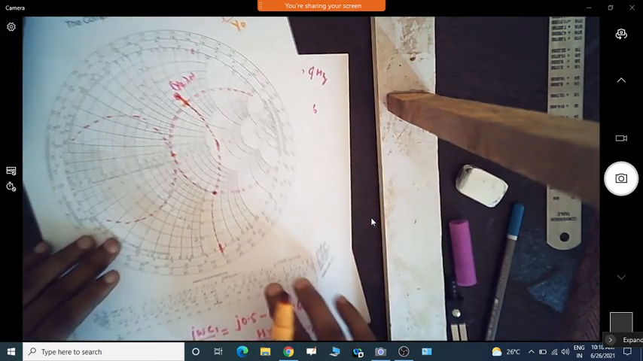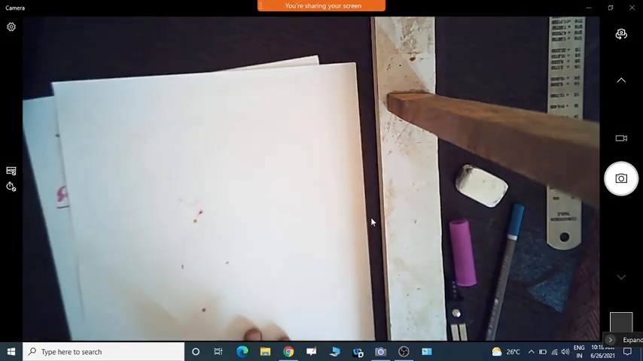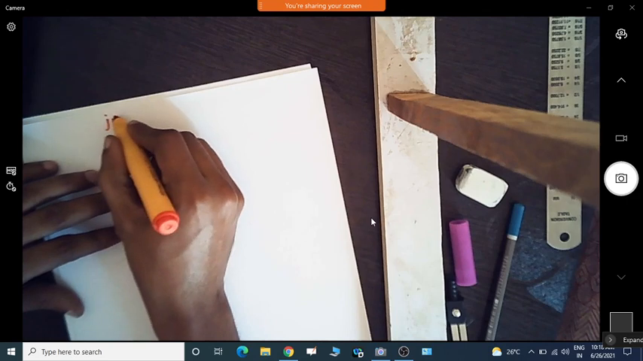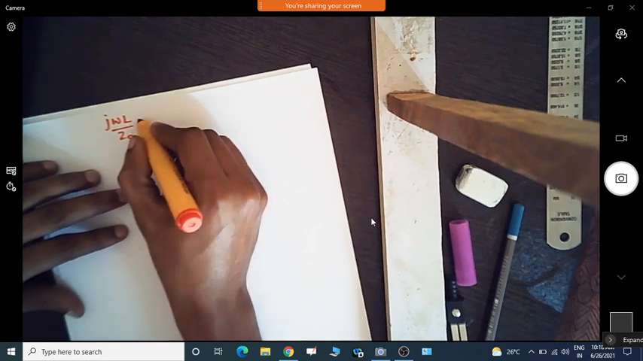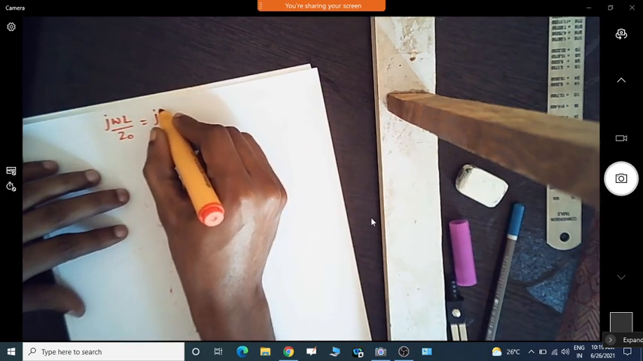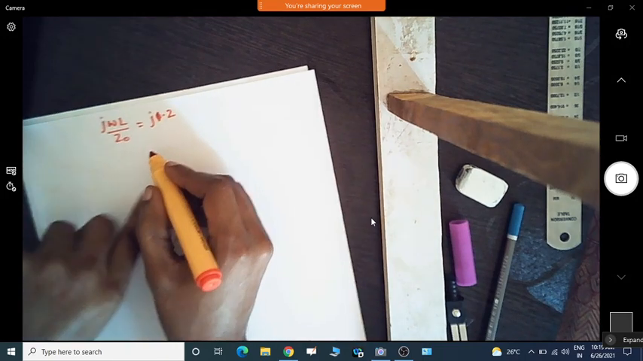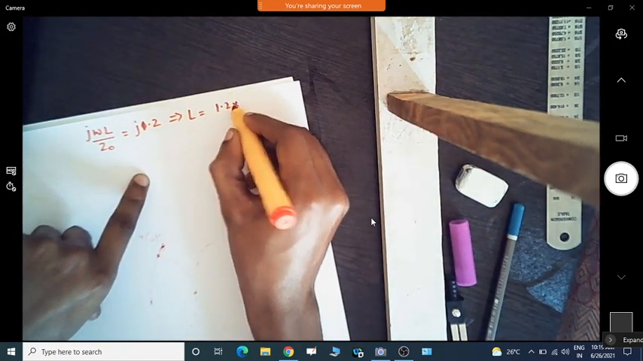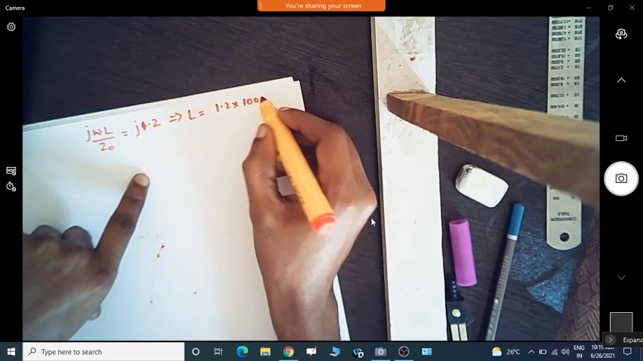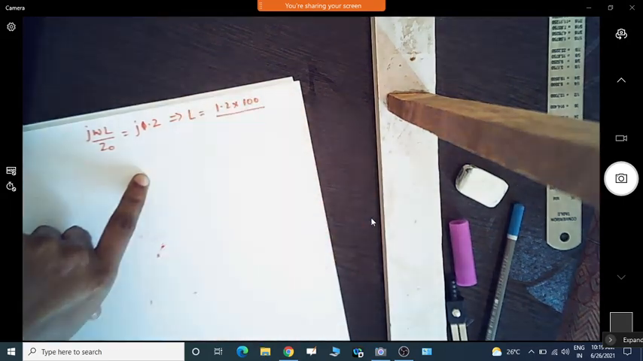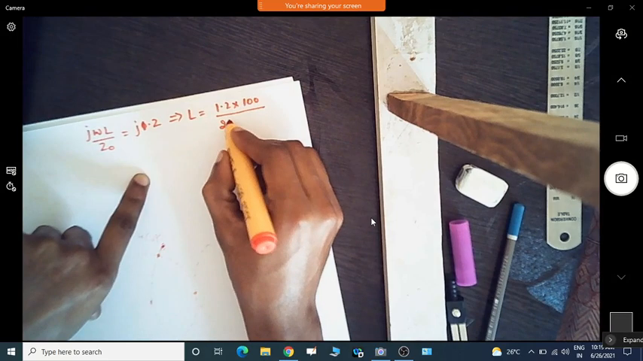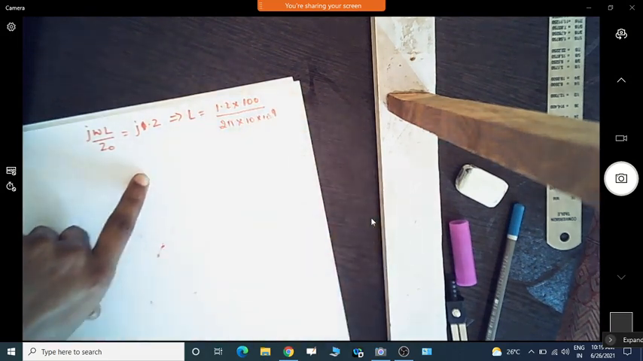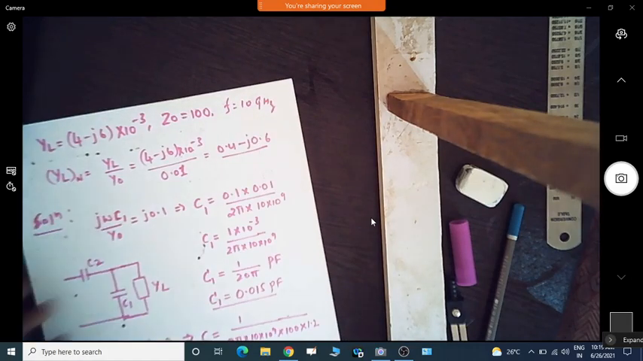So on this back side itself we will calculate what is the value of L. j omega L divided by Z naught is equal to j 1.2. So now this gives L equal to 1.2 into 100 divided by 2 pi into 10 into 10 power 9. So this is the value.